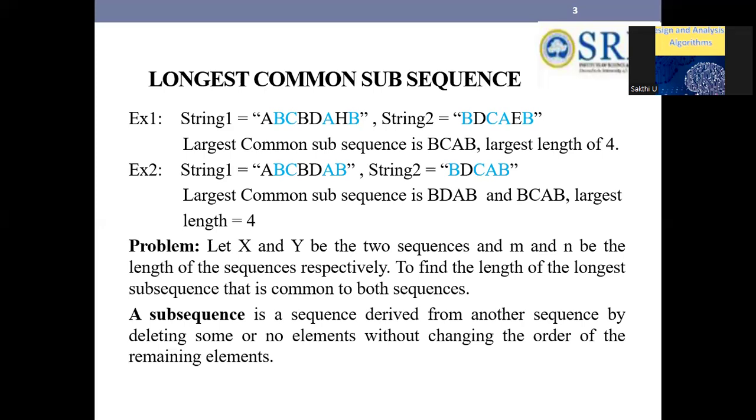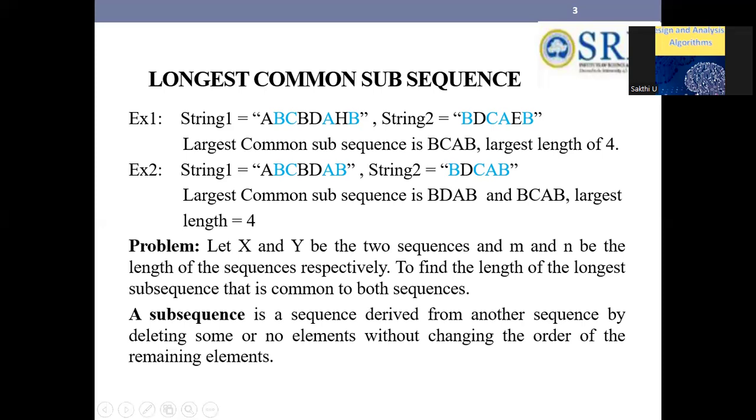The first one is of length 4. The second one is BDAB, and the other is BCAB. There are two common subsequences. So there is a chance to have more than one answer for the longest common subsequence.